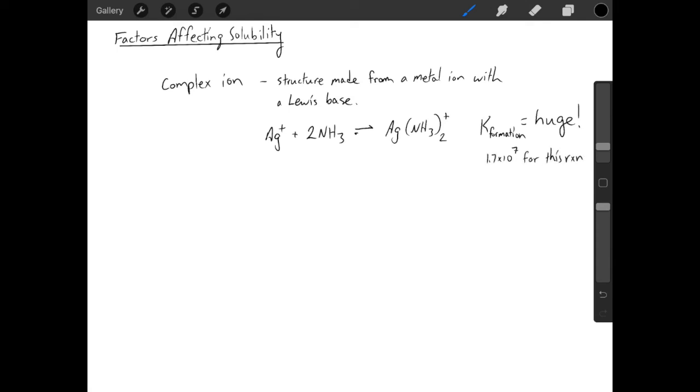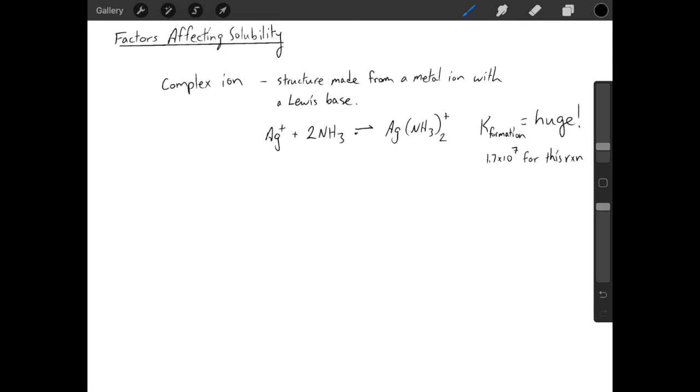So the value for the Kf, the K formation for this complex ion, is 1.7 times 10 to the 7. It's an enormous value, and it means that if you have silver ions and ammonia present with one another, they're almost entirely going to react to form this silver diamine complex. And because this K value is so huge, it means any free metal ions that are going to be present will immediately react with that Lewis base, if there are any Lewis bases around to react with.